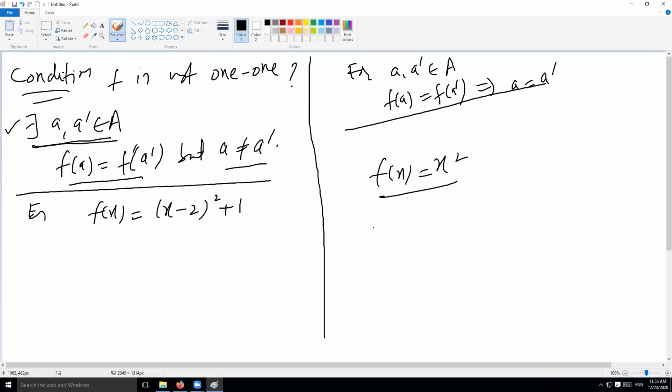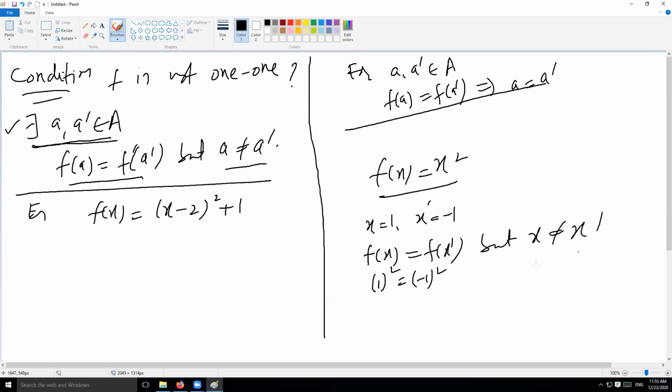Exactly. So what you can do is take x equal to 1 and x prime equal to minus 1, such that we found two elements such that f of x is equal to f of x prime. Obviously, because 1 squared is the same as negative 1 squared. So this is true. But x does not equal x prime.